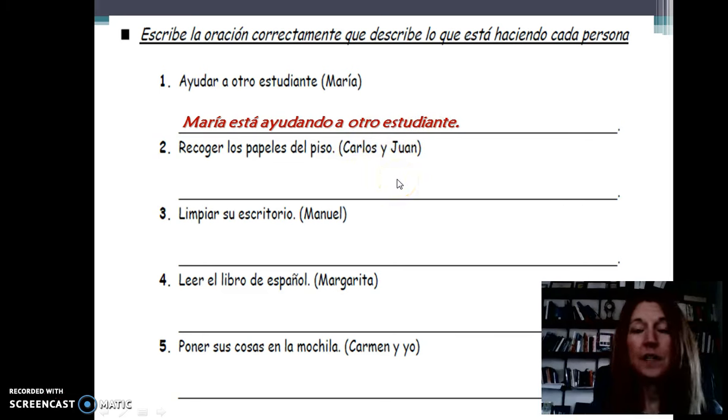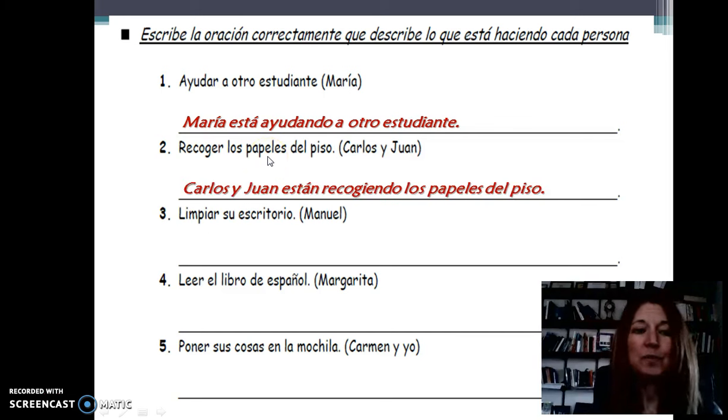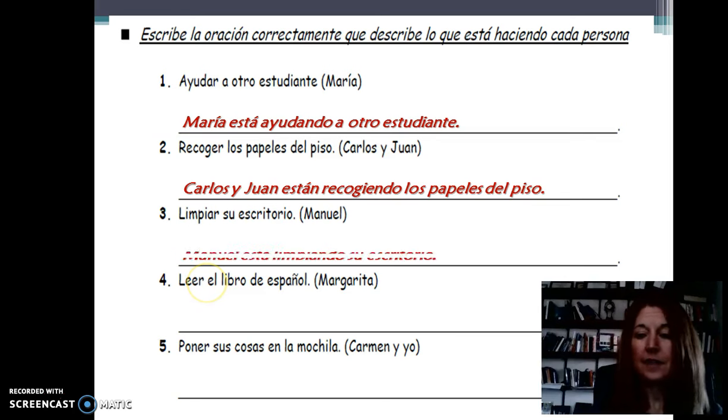Again, you guys can pause this and write down your answer and then check it. Carlos y Juan están recogiendo los papeles del piso. Número 3. ¿Qué está haciendo Manuel? Again, you guys can pause. Manuel está limpiando su escritorio. He's a good guy. He's cleaning up his room. Oh, excuse me, his desk.